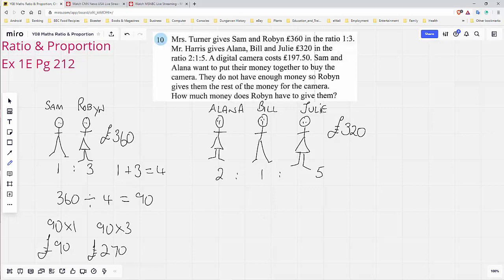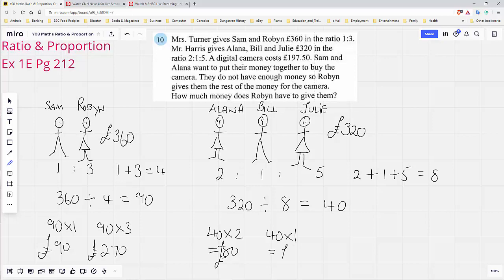Now let's do the same for Alana, Bill and Julie. 2 plus 1 plus 5 equals 8. 8 parts. We'll take £320 and we'll divide it 8 ways, and that should give us £40. So Alana will get 40 times 2 equals £80. Bill will get 40 times 1, £40. And Julie will get 40 times 5, £200.